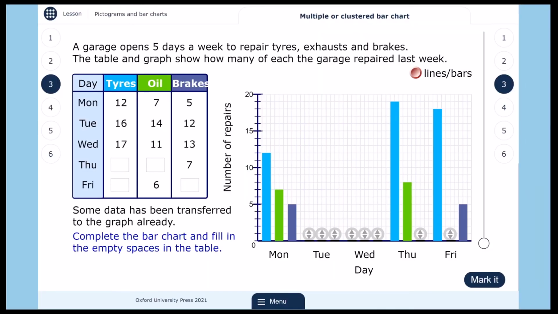Sometimes you might have several sets of data to present and you'll have to use a dual bar chart to do this. You may also need to interpret your bar chart to find missing bits of data in your table or to answer questions about the data that you've collected. Firstly, by looking at my scale, I can see that each square going upwards represents a value of 1. So if I wanted to represent the data for Tuesday, I can see that tyres is 16, oil is 14, and brakes is 12. So my first bar goes up to 16, my second bar goes up to 14, and my third bar goes up to 12.